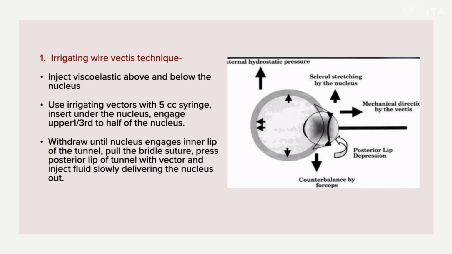Irrigating vectis technique. Firstly, we inject viscoelastic above and below the nucleus to protect the corneal endothelium and the capsule, and then we insert the irrigating vectis under the nucleus, engaging about upper 1/3 to half. As the nucleus reaches the tunnel and engages the inner lip, we apply posterior lip depression and gentle traction if bridle suture is used. Simultaneously, inject the fluid slowly to assist the delivery. The mechanism involves hydrostatic pressure plus mechanical support, allowing the smooth nucleus delivery.